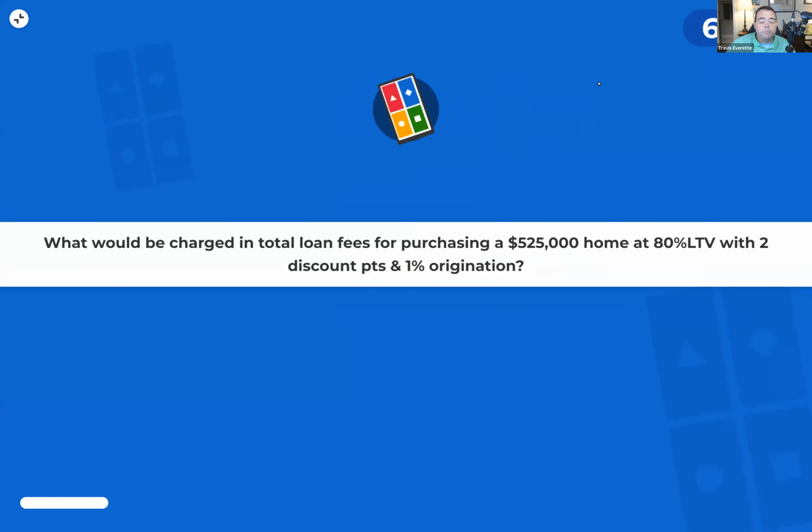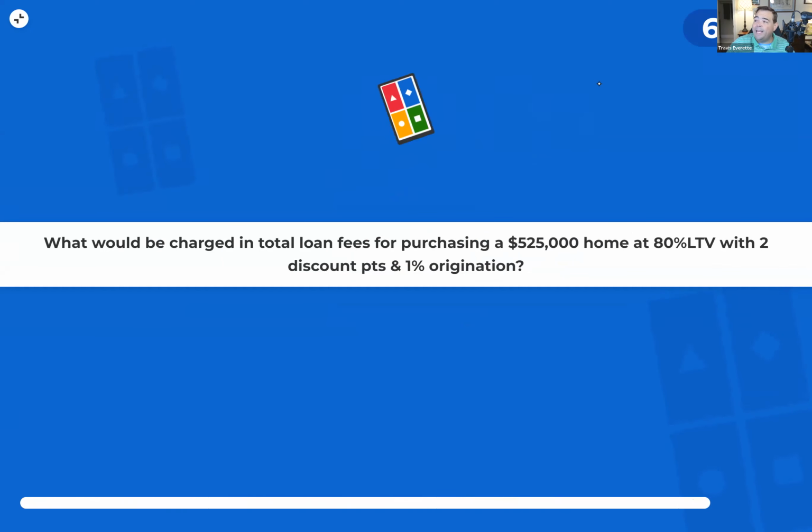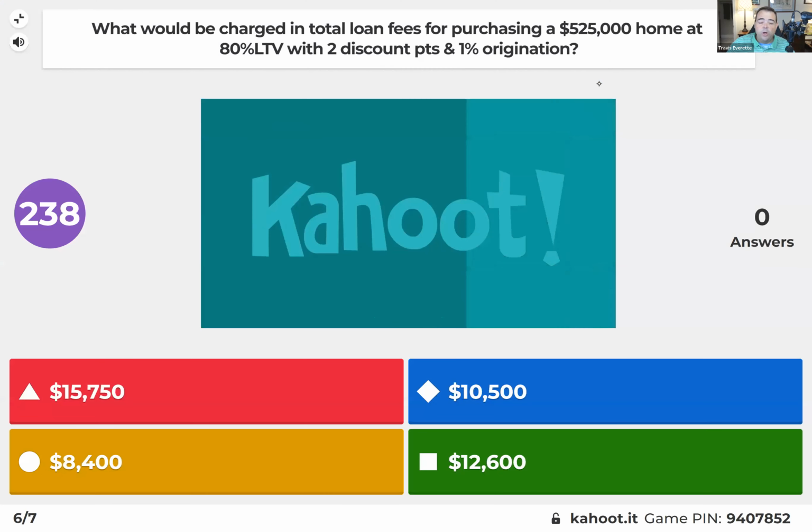Number 6. What would be charged in total loan fees for purchasing a $525,000 home at 80% loan to value with 2 discount points and a 1% origination? You've got plenty of time. Take your time.